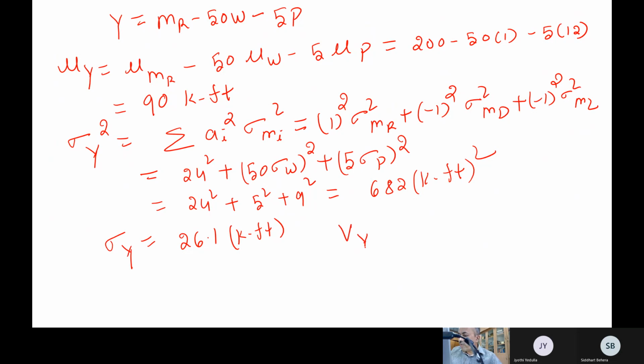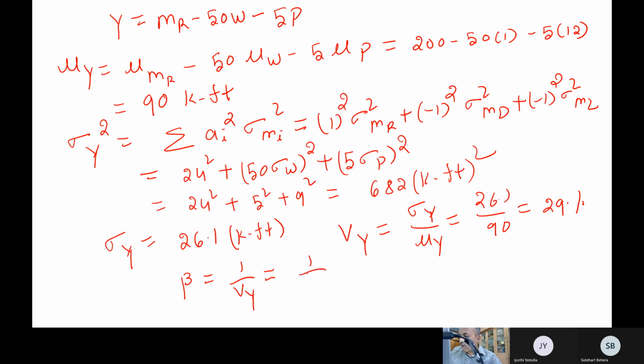Now you can find out the coefficient of variation, which is nothing but the ratio sigma y by mu of y. No units for this expression. So this turns out to be 26.1 by 90. So this is 29 percent basically. And then the reliability index is the reciprocal of V of y. So this is 1 by 0.29, which turns out to be 3.45. So these are all the statistics actually.